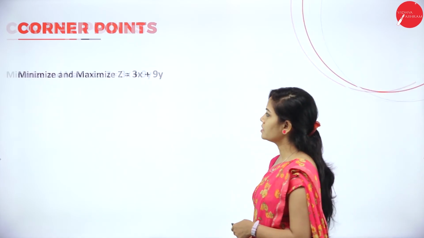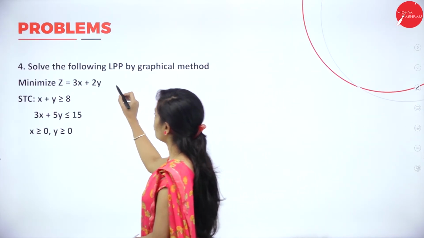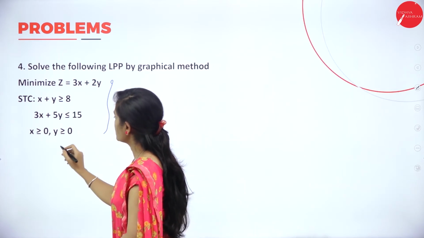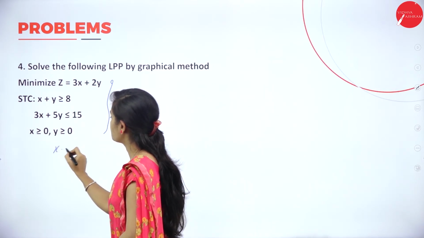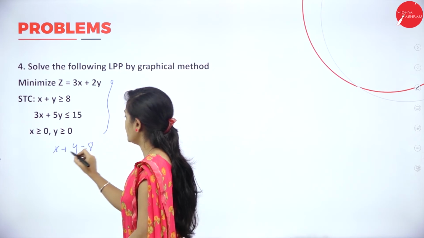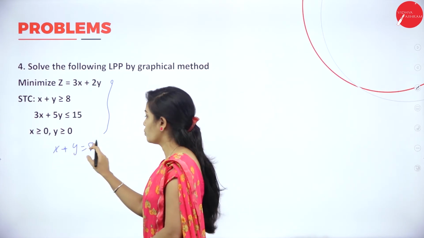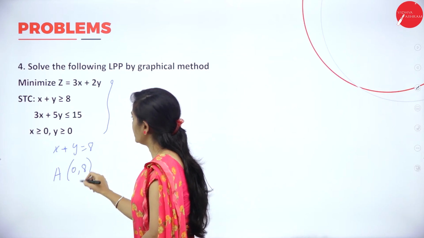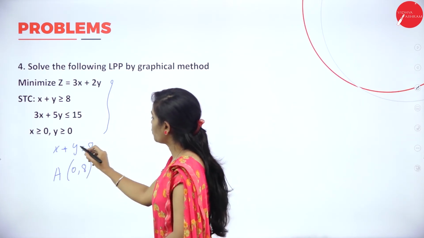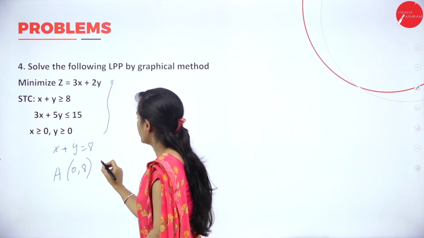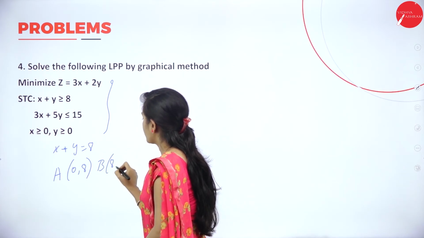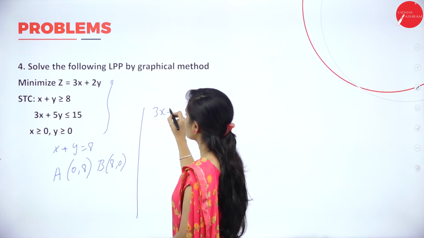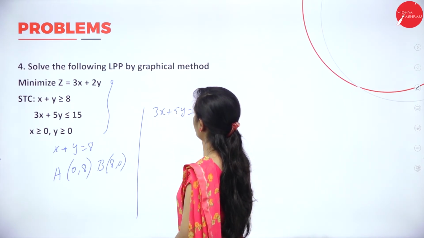And the next problem is: solve the following by graphical method. Again we have a minimization problem. You just convert this into standard form. x plus y is equal to 8. Put x is equal to 0, y is equal to 8. So point A is (0, 8), and put y is equal to 0, x is equal to 8. Point B is (8, 0), and the second equation is 3x plus 5y is equal to 15.